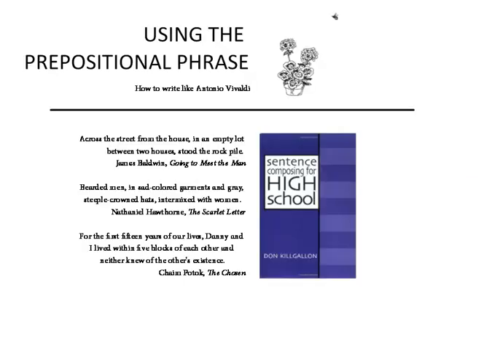Again, I highly recommend that you get Don Kilgallen's book, Sentence Composing for High School. It's full of great examples of how to use prepositional phrases, like this one from James Baldwin. Across the street from the house, in an empty lot between 2 houses, stood the rock pile. Did you hear the rhythm, the cadence, the build-up to the climax that mimics that Vivaldi concerto we heard before? That's the kind of sentence you want to be writing. And if you get really good at using prepositional phrases, you'll be able to write like Antonio Vivaldi.